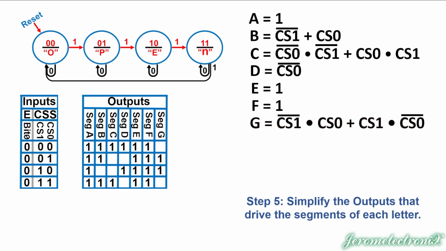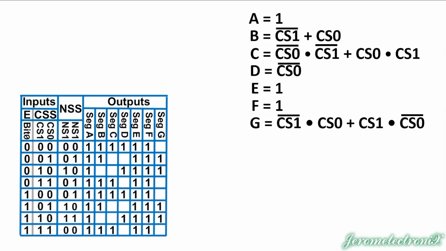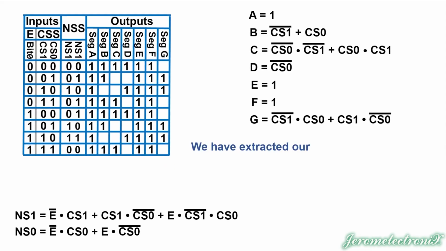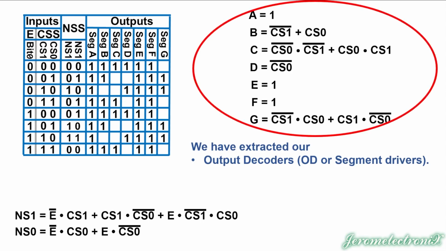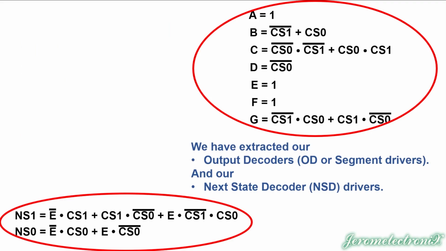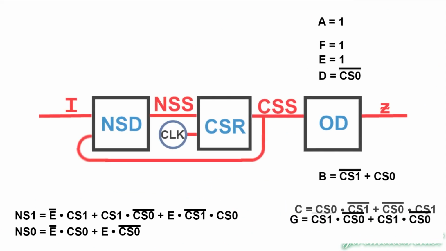So we don't need the truth table. We don't need the state transition graph anymore. Everything here is encoded into the equations. So we've extracted everything we need from the original idea. It's all in the equations now. And our state decoder drivers are here. Next state decoder drivers are here. So we don't need the truth table. And now we can start constructing our state machine.